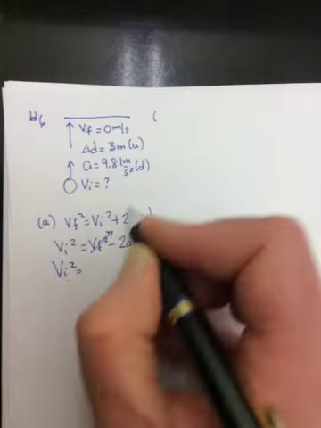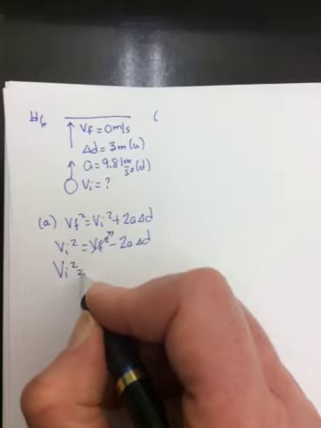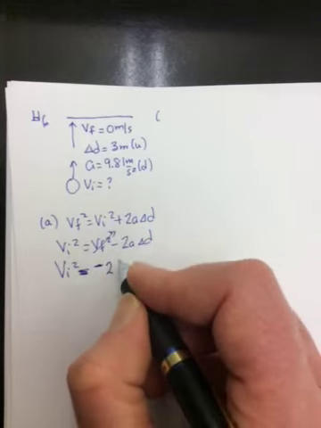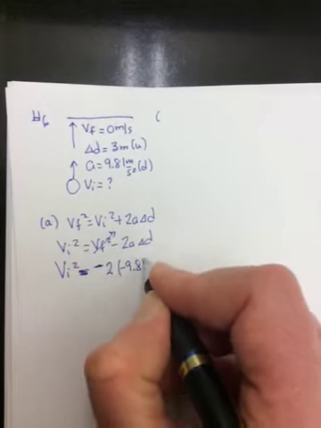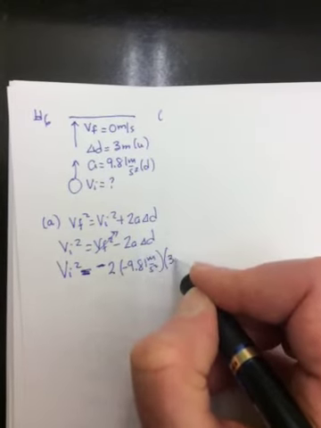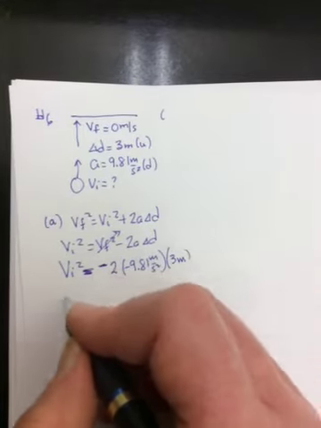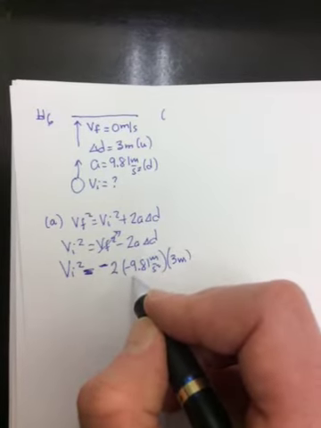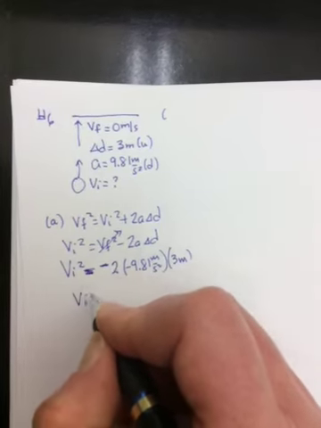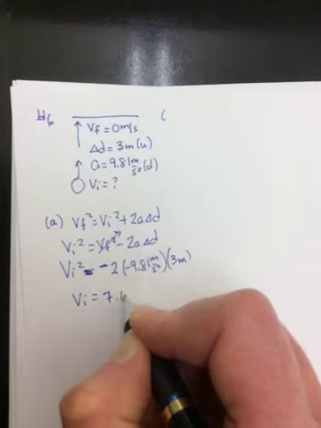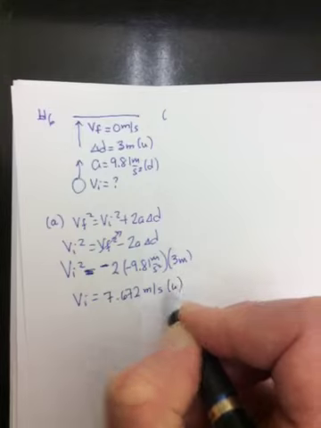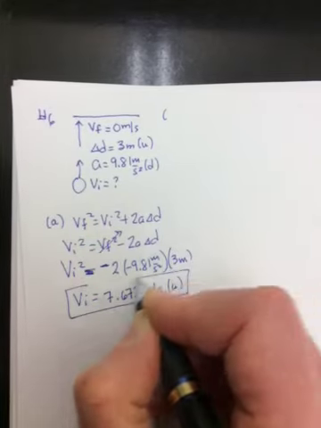So VI squared equals, so you have up and down here, so you need to call one way negative. So it's equal to negative 2, if we call down negative 9.81 meters per second squared, and the 3 goes in as positive. So you're going to end up with a positive, and it's going to be 6 times 9.81, 58.86. Take the square root and get 7.672 meters per second, and that will be up. Okay, so that's your part A.